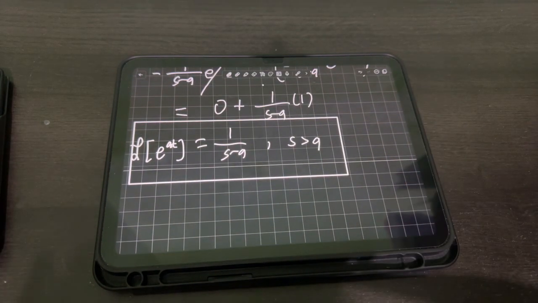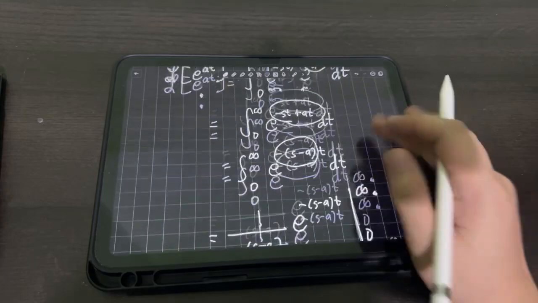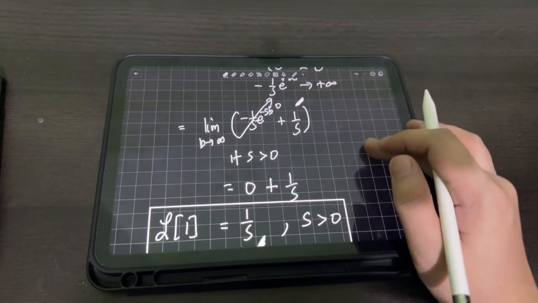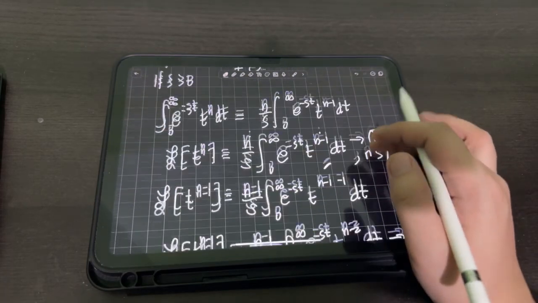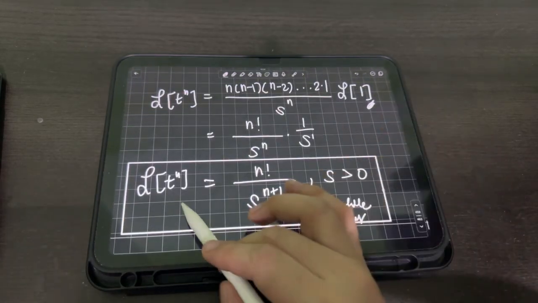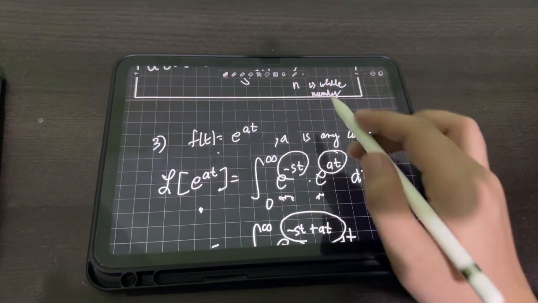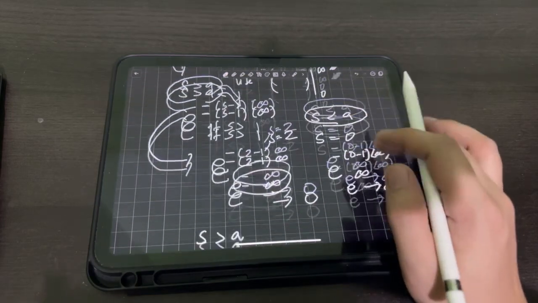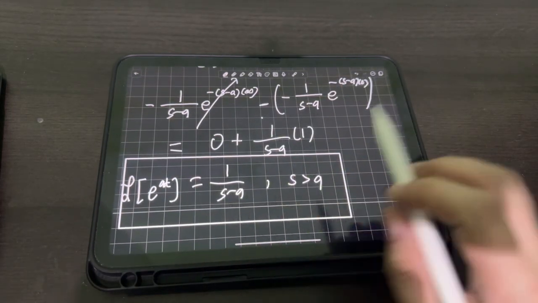So far we have derived the three Laplace transform formulas. Okay, Laplace transform of 1 is just equal to 1 over s. Laplace transform of t to the n is n factorial over s to the n plus 1, where n is a whole number. And Laplace transform of e to the at is 1 over s minus a.